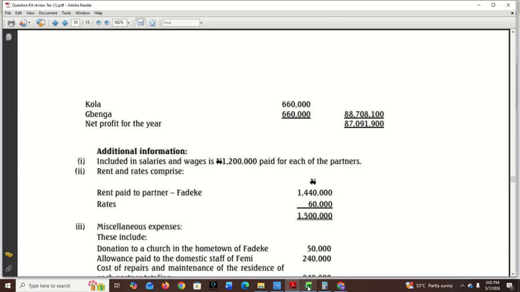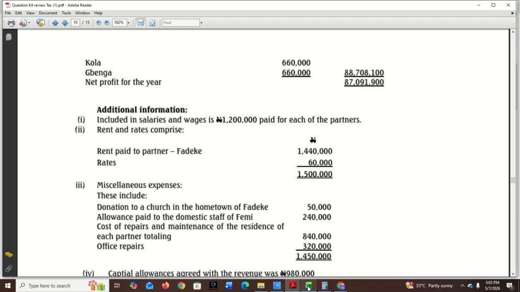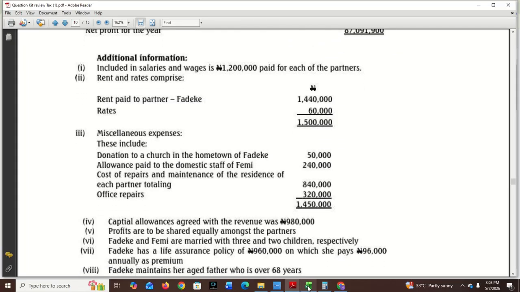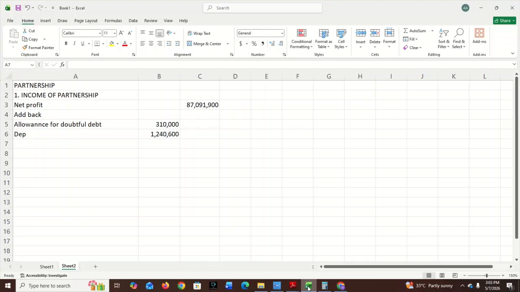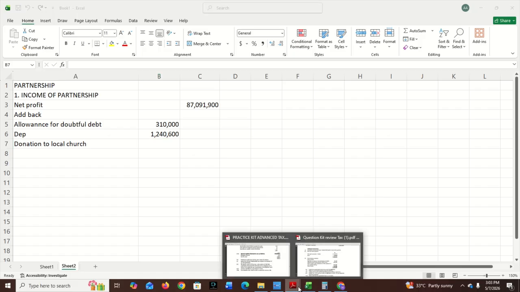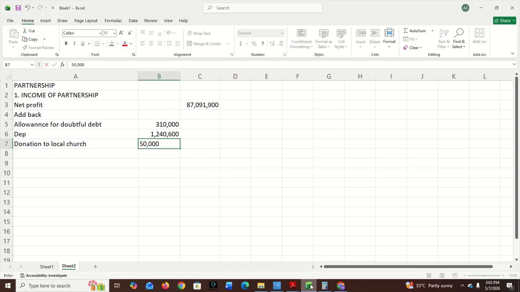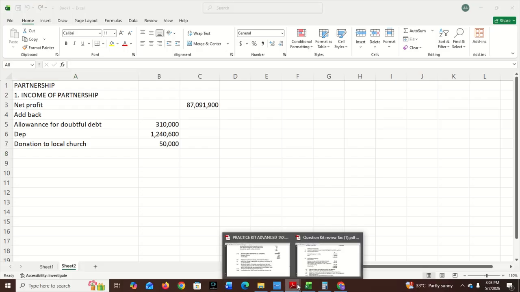All right, great. So let's look at other ones that we have. Salaries and wages is also allowed. Then rent. Now, miscellaneous expenses, donation to church is not part of the allowable expenses. So donation to local church will be added back. Let's check how much is the donation to local church. That's 50,000. So 50,000 is added back.